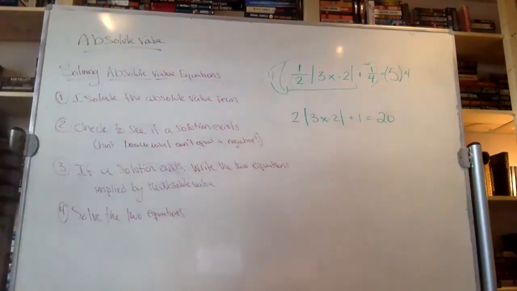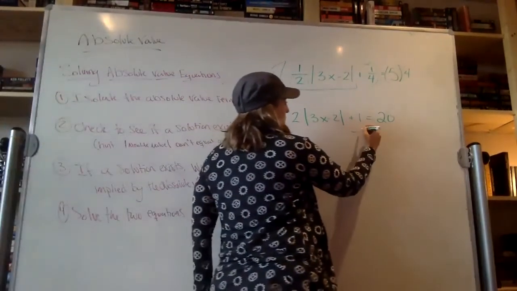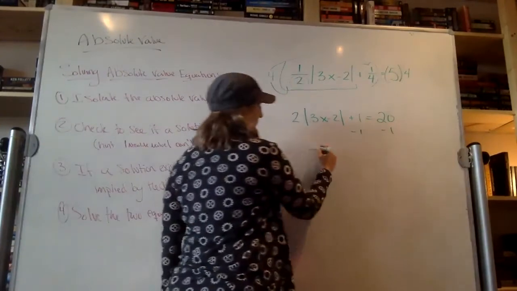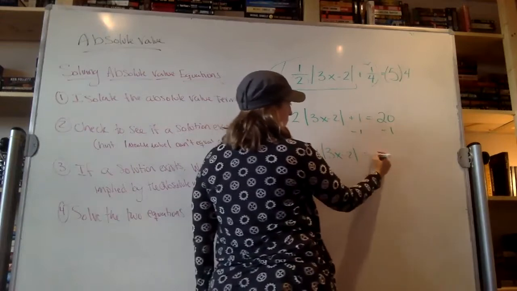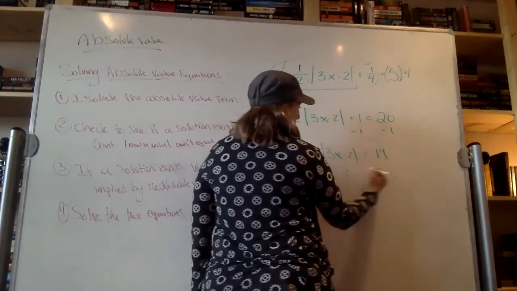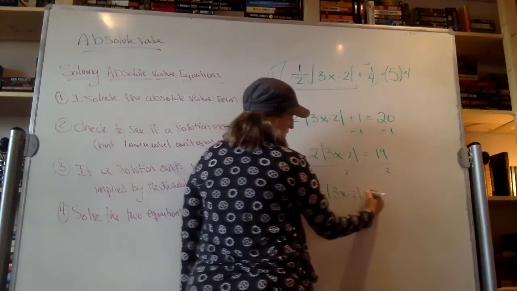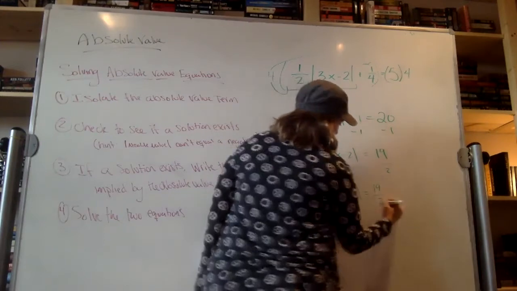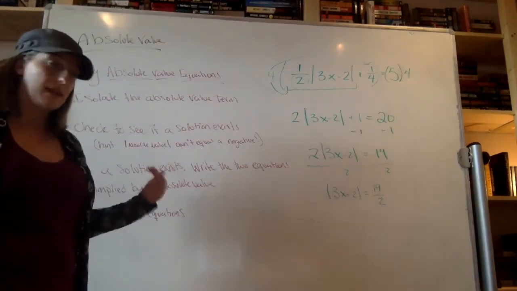Now we're going to isolate the absolute value. I'm going to subtract 1 from both sides, and I'll have 2 times the absolute value of 3x minus 2 equals 20 minus 1 is 19. And I'm going to divide both sides by 2 to get the absolute value of 3x minus 2 equals 19 halves.